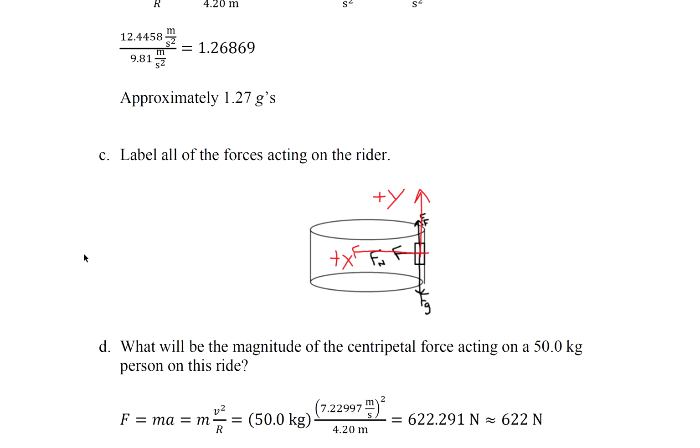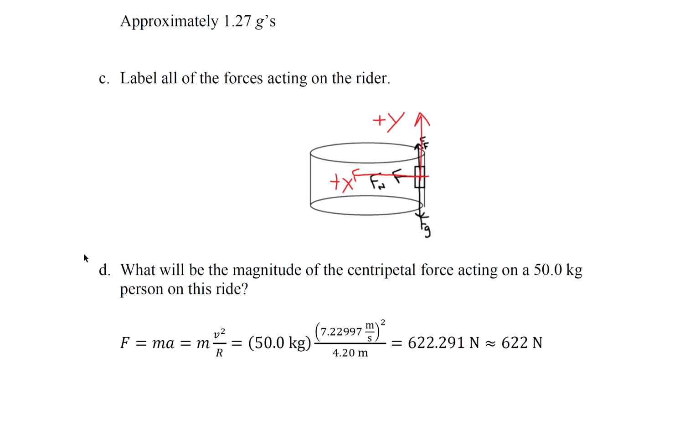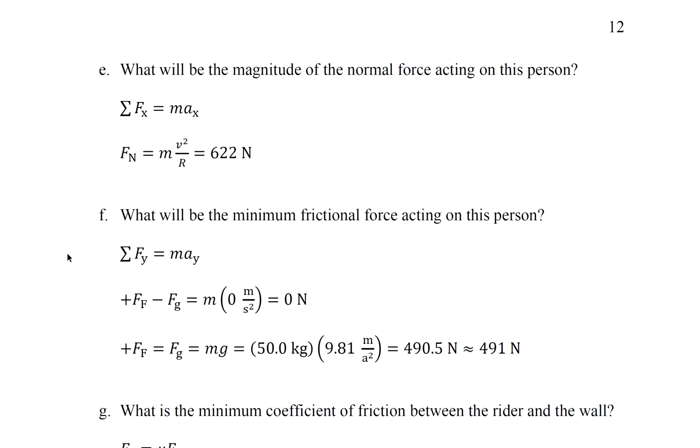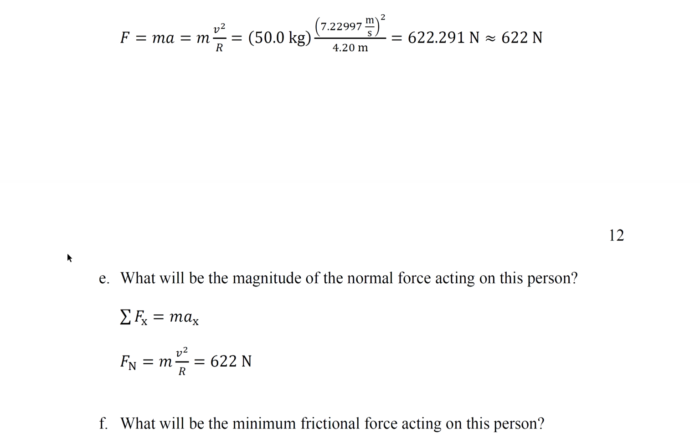Part C, label all the forces acting on the rider. Circle the object, label the forces, put an x and y axis. Part D, what will be the magnitude of the centripetal force acting on a 50 kilogram person on this ride? They want the force, which is equal to ma, which is equal to mv squared over r. We have v squared over r since it's circular motion. Part E will be the magnitude of the normal force acting on this person. So part D and E are the same.